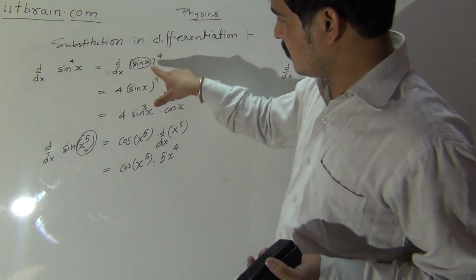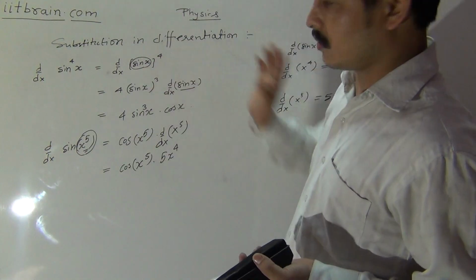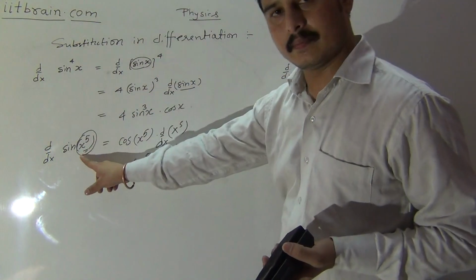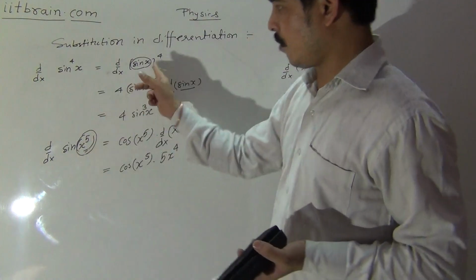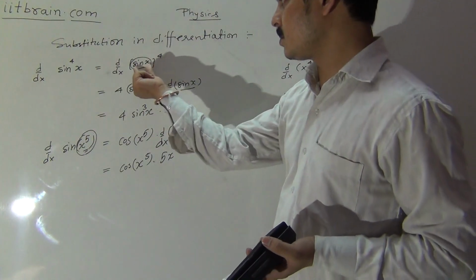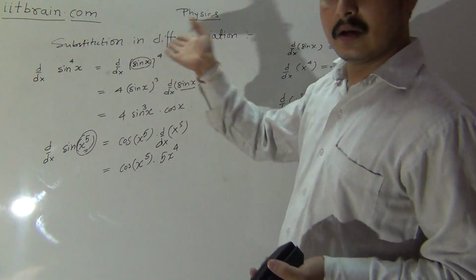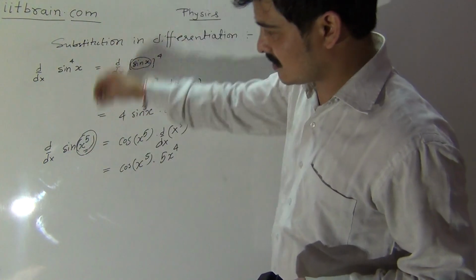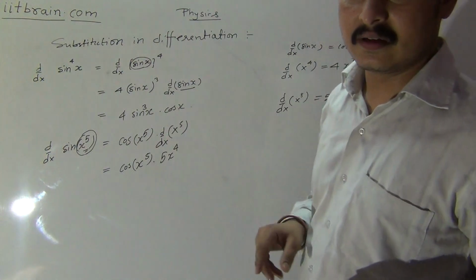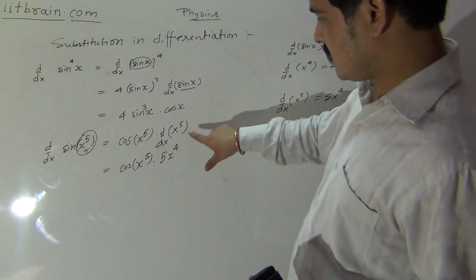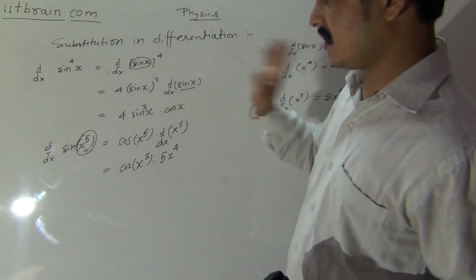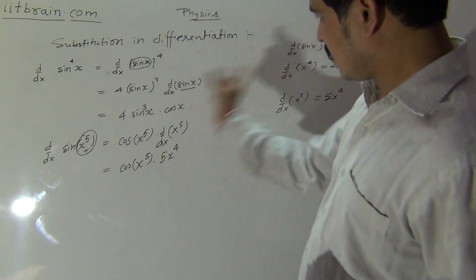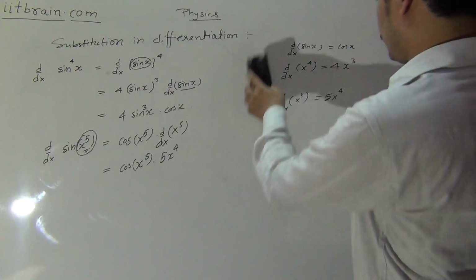कई स्टूडेंट्स जल्दीबाजी में यहाँ भी x to the power 4 समझेंगे, but this problem and this problem, these are different problems. In this problem, sin x is a composite part of the function. In this problem, x to the power 5 is contained inside sin x. So x to the power 5 is the second function here, but here sin x is the second function. So clearly make a distinction between these two problems.